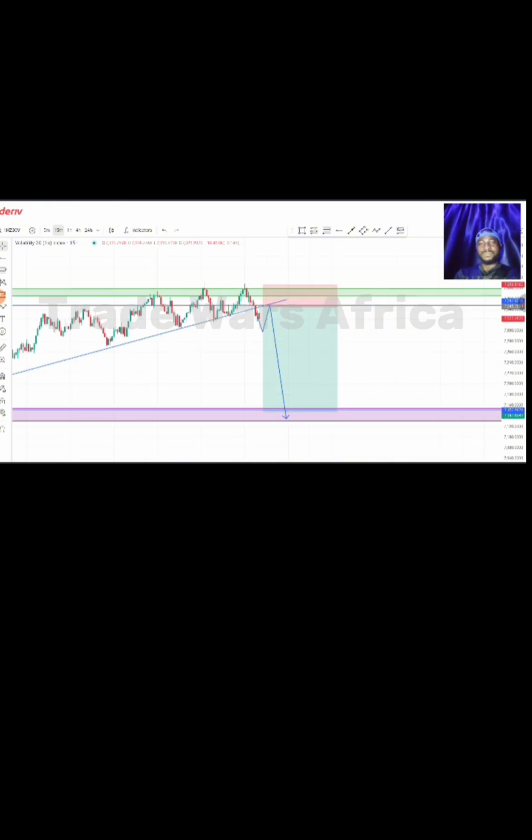But for now, forex market is all about patience. You have to wait for confirmations. So I'll keep checking these charts. Today is 24th of June 2026, and the time is 12 minutes after 6.